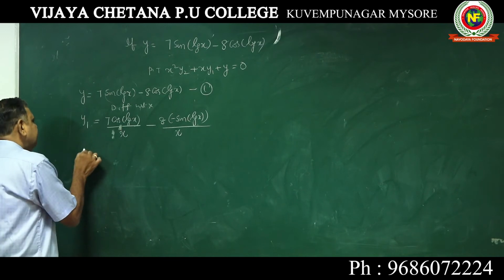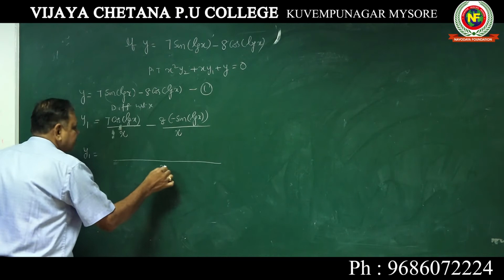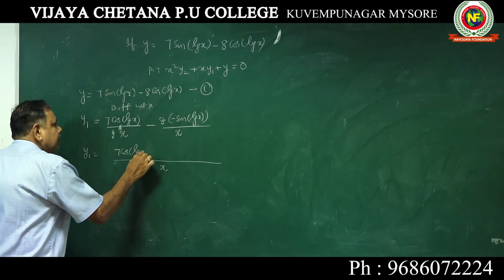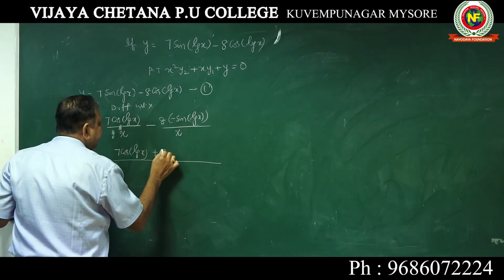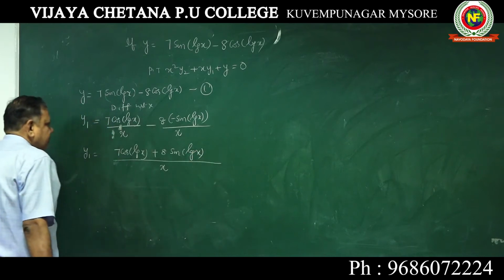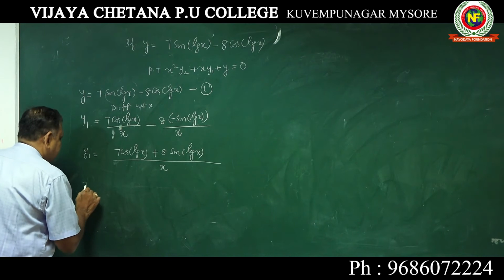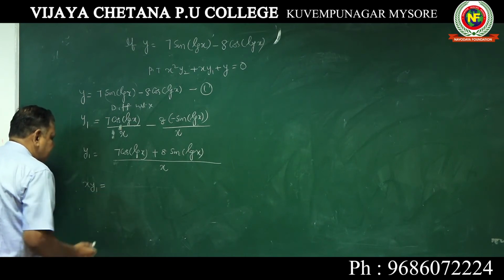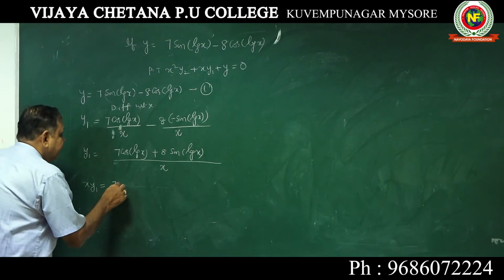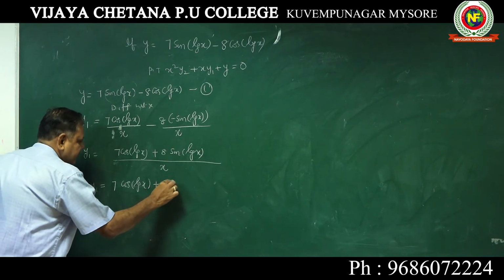Now take LCM: y1 is equal to, x is the LCM there. When you take x as LCM, 7 cos log x minus into minus plus 8 sin log x, which is 7 cos log x plus 8 sin log x. Cross multiply, so x y1 is equal to 7 cos log x plus 8 sin log x.